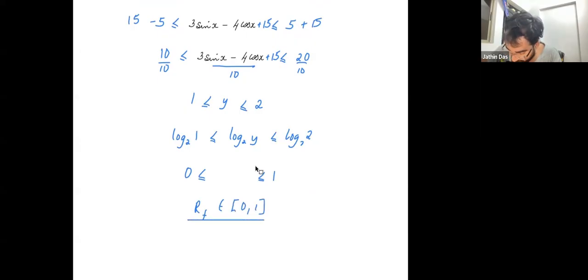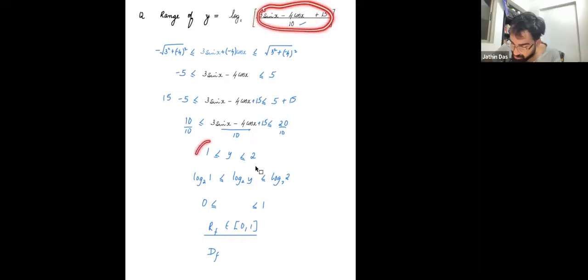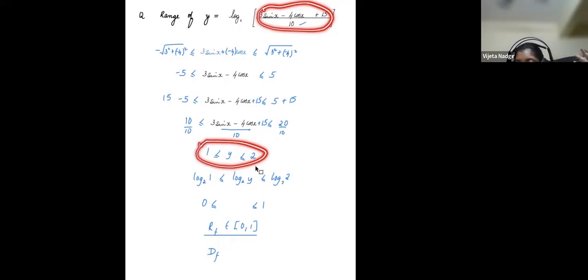Now domain. See, what is the only problem here? This value should be greater than 0. But you already got that this value is always between 1 and 2. So always safe. You can put anything inside. X can take any value.